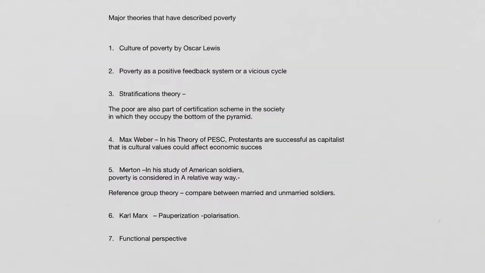Now let us understand a few theories with regards to poverty. Major theories which have described poverty. First one, and a very important one, is Culture of Poverty by Oscar Lewis. Oscar Lewis, in his study of Mexican cities, studied poverty in detail and how children in a poor family again get into that vicious cycle, and something called the poverty perpetuating value system is happening. Okay, I'll explain what it is.